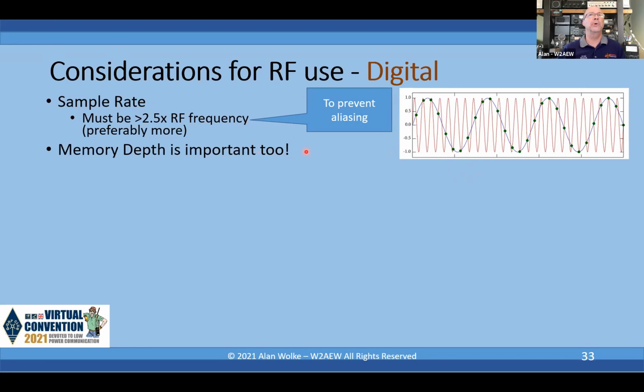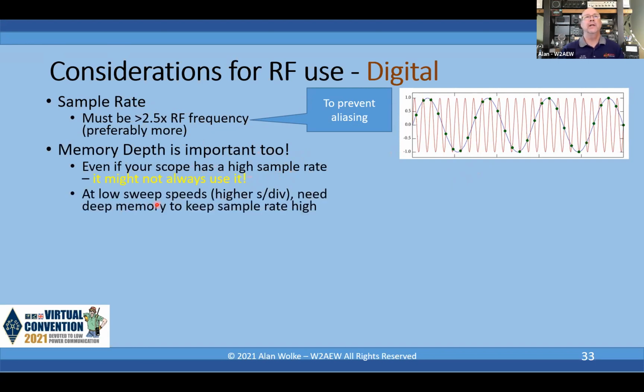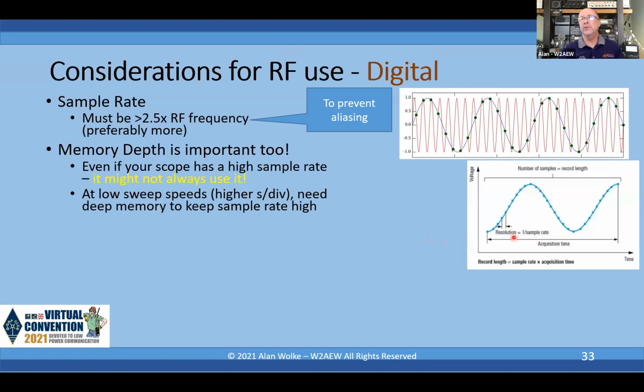Now, memory depth is important too. Why is that? Even if your scope has a high sample rate, it might not always use it, because it really depends on how you have the scope set up. At slow sweep speeds, meaning higher seconds per division, like if instead of looking at 10 microseconds across the width of the scope screen, I'm looking at 10 milliseconds, I can only display so many points, right? So you have to think about how many points can I fit in memory over a given amount of time.